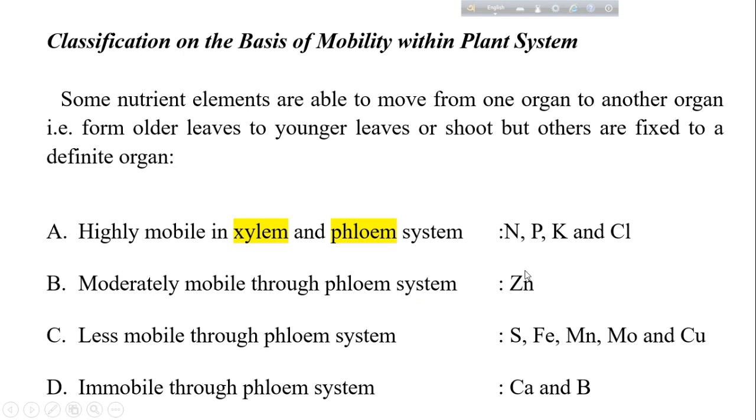In this group, zinc. And less mobile through phloem system. Under this group, sulfur, iron, manganese, molybdenum, and copper. And immobile through phloem system, calcium and boron. They cannot move from one organ to another organ through phloem system. So deficiency can be observed in the younger portion of the plant where demand is very high.